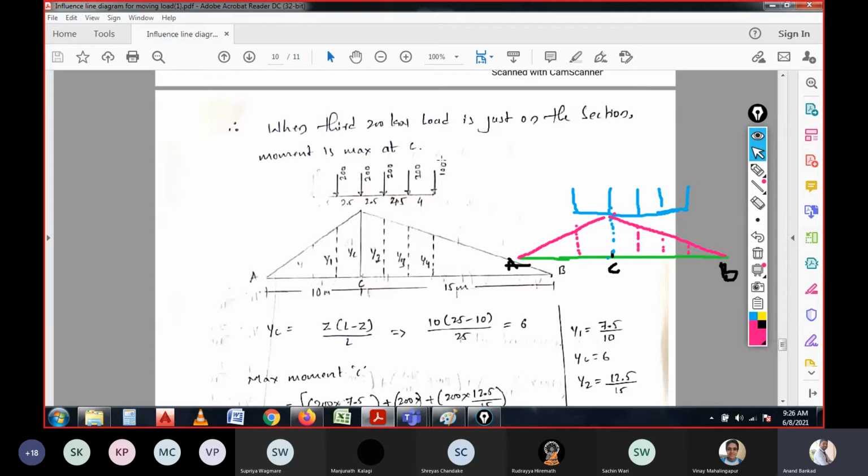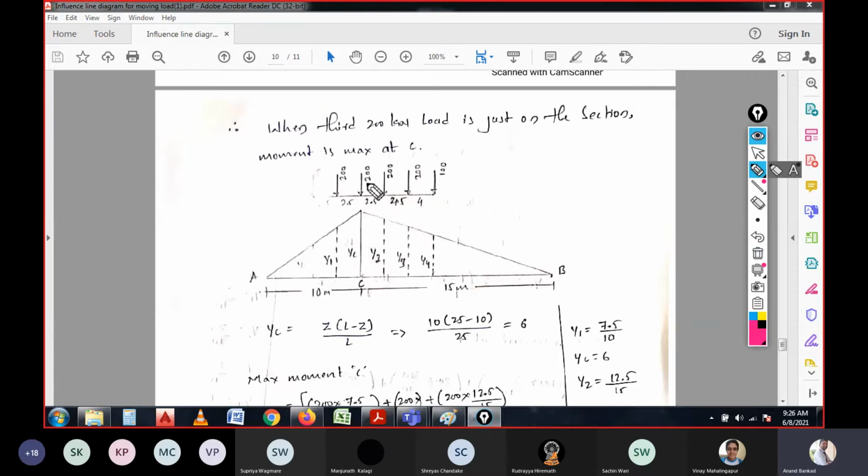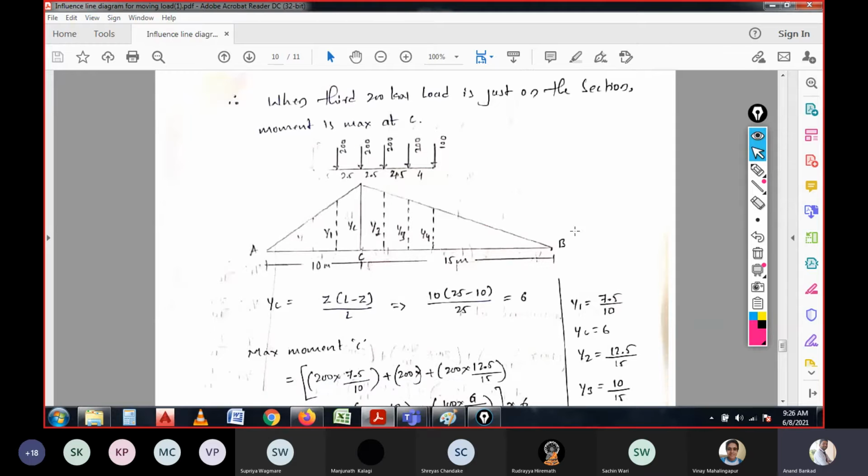So when the third 200 kilonewton is on the section C, and it is just on the section, you can observe in the diagram that the 200 kilonewton is acting on the section C for the total span. At this point, how do you calculate the YC value? That is again the same thing: z into L minus z by L. The z is the shorter distance and L is the total span. So z is 10 meter over here, and L minus z will be 15. 15 by total span 25, and the YC is 6 over here.